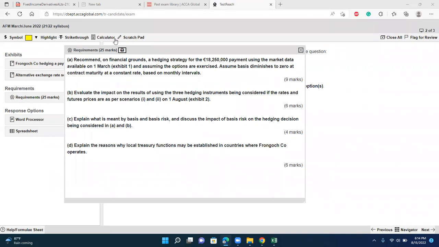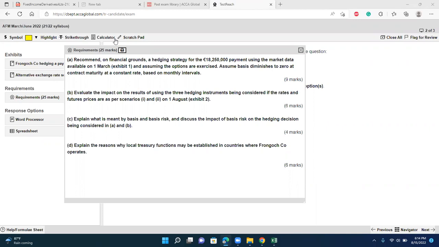So number one requirement is the 18.25 million payment. Assuming the option will be exercised, we always assume in normal questions that the option will be exercised. Assuming basis diminishes to 0, we always assume that basis diminishes to 0.